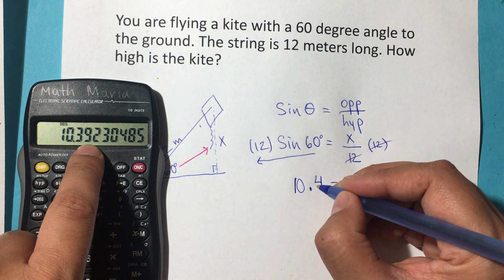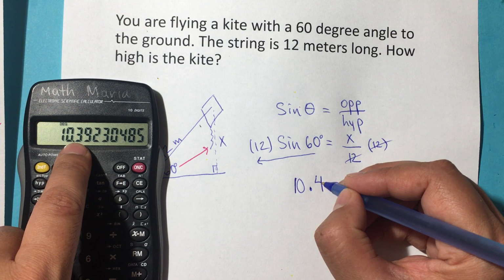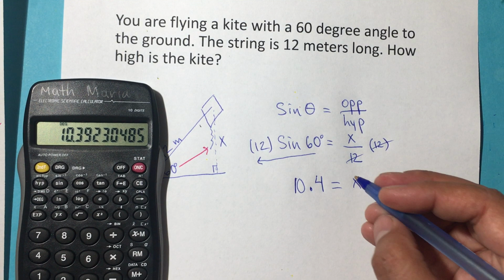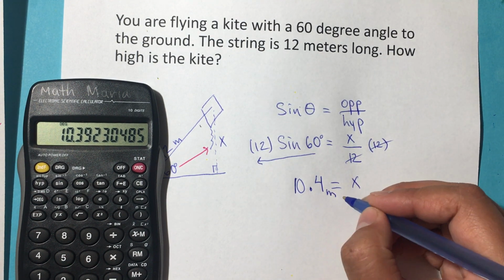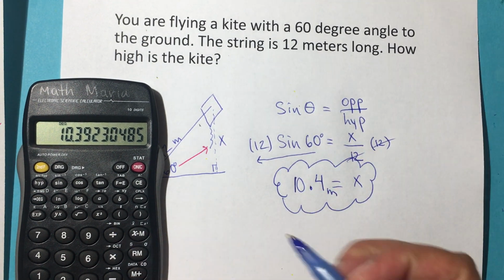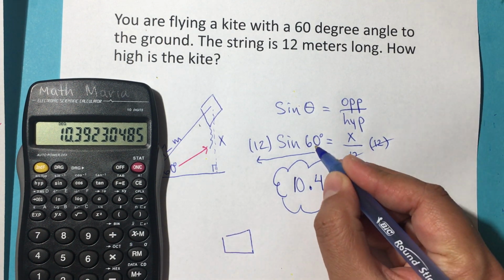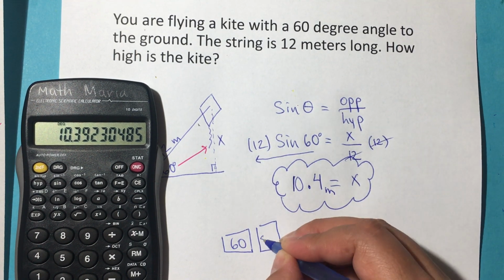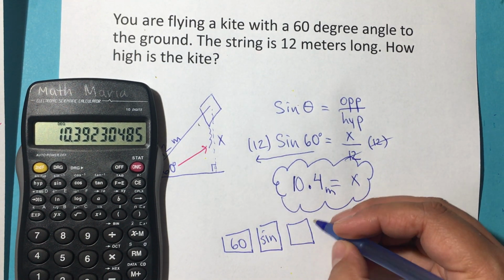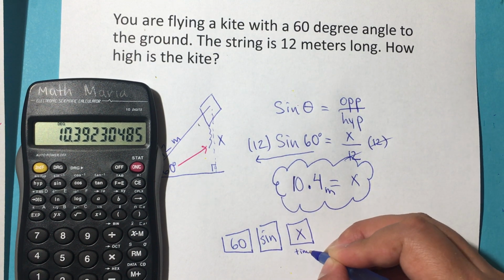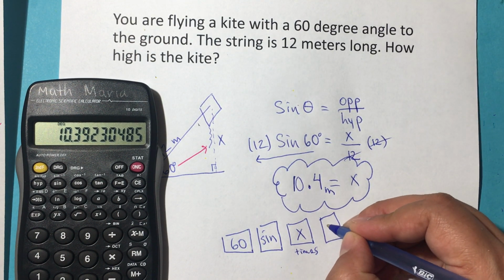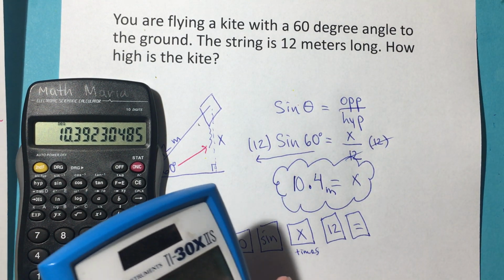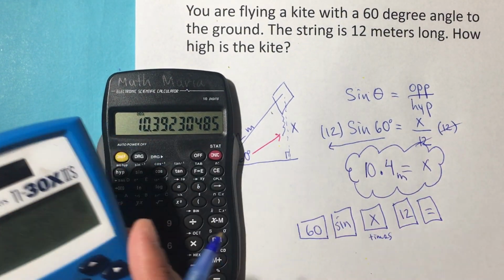Okay, if the next one is a 5 or more, then this goes 1 up. But if this is 4 or less, then it stays as 3. In this case, it's a 9, so it goes up. Okay, so 10.4 meters. So with that calculator, again, what you're going to do is put 60. Then you put sine. Then you press times. Then 12 and equal. But there are other calculators which are a little bit different.